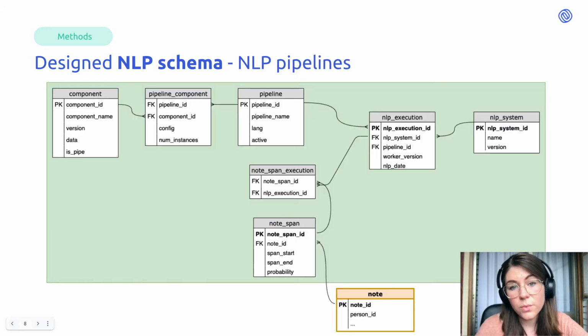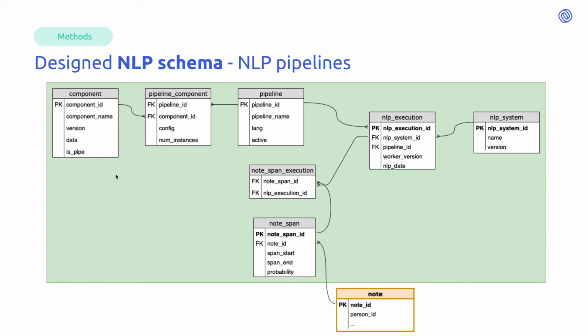On the other hand, we have a set of tables to store information about the NLP pipelines. To sum up, the NLP execution table stores information about the NLP execution the node span and its related information has been obtained with. This table is related to the NLP system table and the pipeline table, which store more detailed information about the components of the NLP execution.